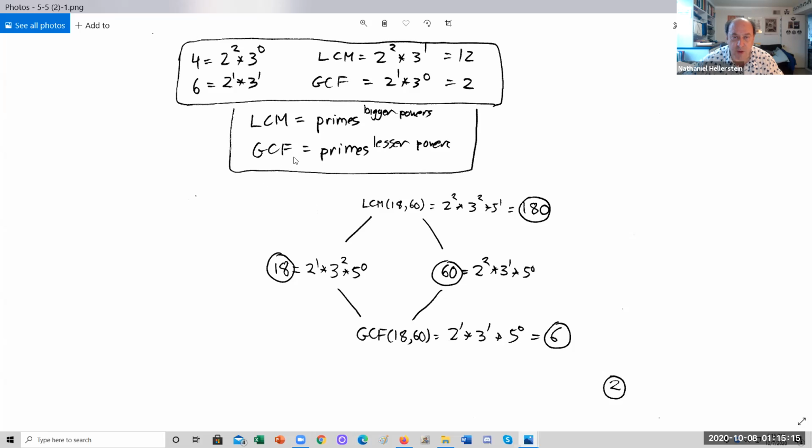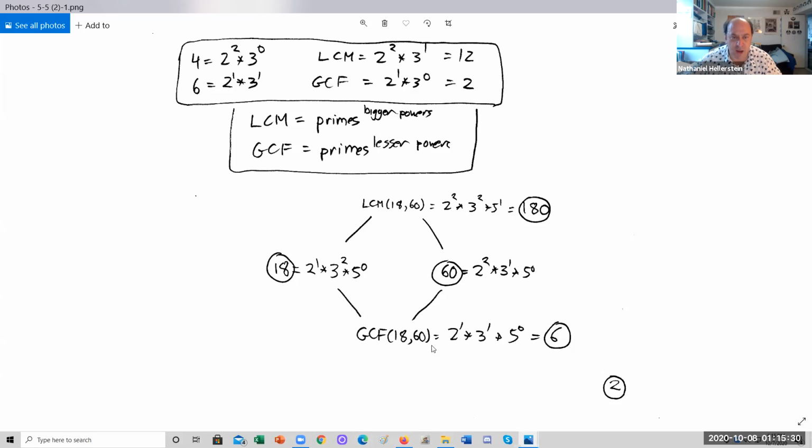The greatest common factor is a product of primes to lesser powers. So here's a 2 to the 2, 2 to the 1, we put a 1 here. 3 to the 0, 3 to the 1, we put a 0 here. 2 to the 1 times 3 to the 0 is 2.